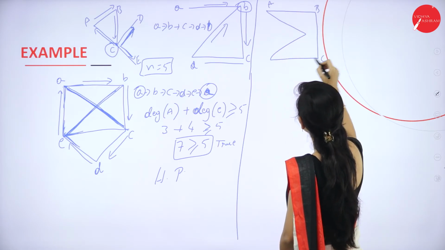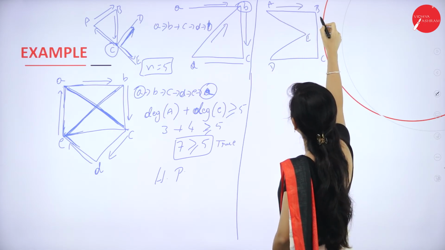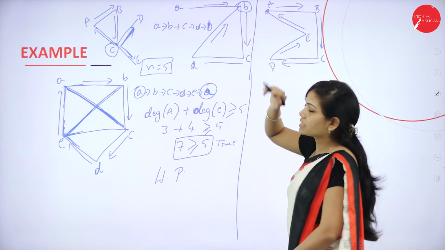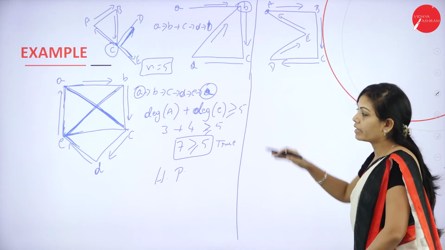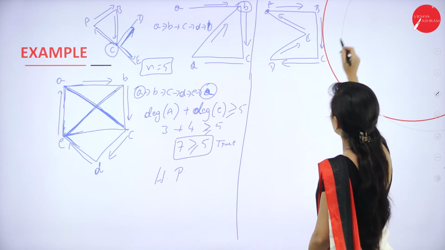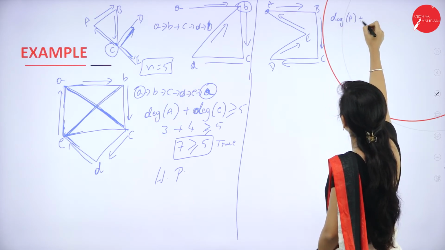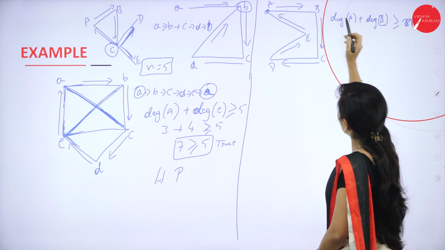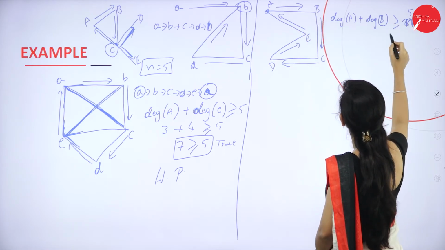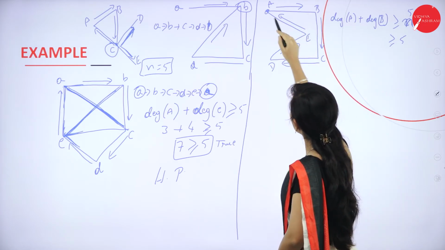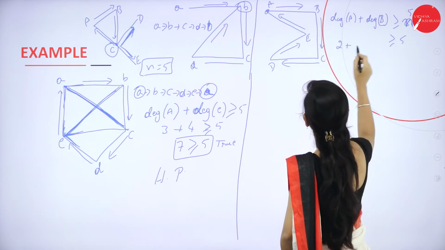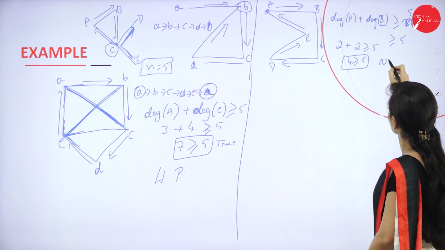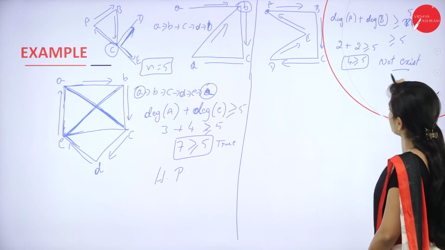So A, B, C, D and E. A to B, B to C, C to D, D to E, E to A, so again it reaches the same point. It satisfies the Hamiltonian condition. Now we'll check whether it satisfies the length of Hamiltonian condition or not. Degree of A plus degree of B should be greater than or equal to n. What is the value of n? 1, 2, 3, 4, 5. What is the degree of A? 1 and 2. Plus the degree of B is 1 and 2. So 4 is greater than or equal to 5? Is this true? No, it is not true. A Hamiltonian path does not exist. Clear?